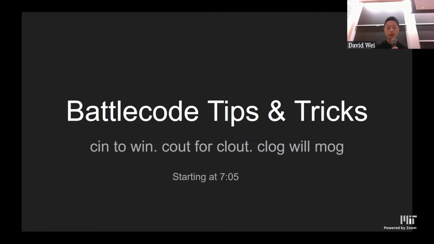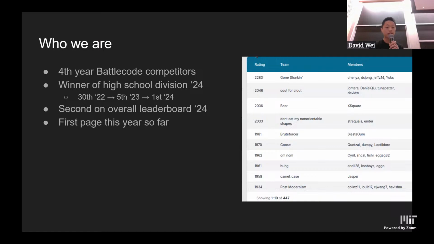To start off, let's talk a little bit about who we are. Johnny and Daniel first did Battlecode in 2022, then Max joined in 2023, and I did Battlecode for the first time last year. Together we won the high school division last year and placed second overall. And so far this year, C Log Will Log is currently on the first page. So that's definitely pretty good.